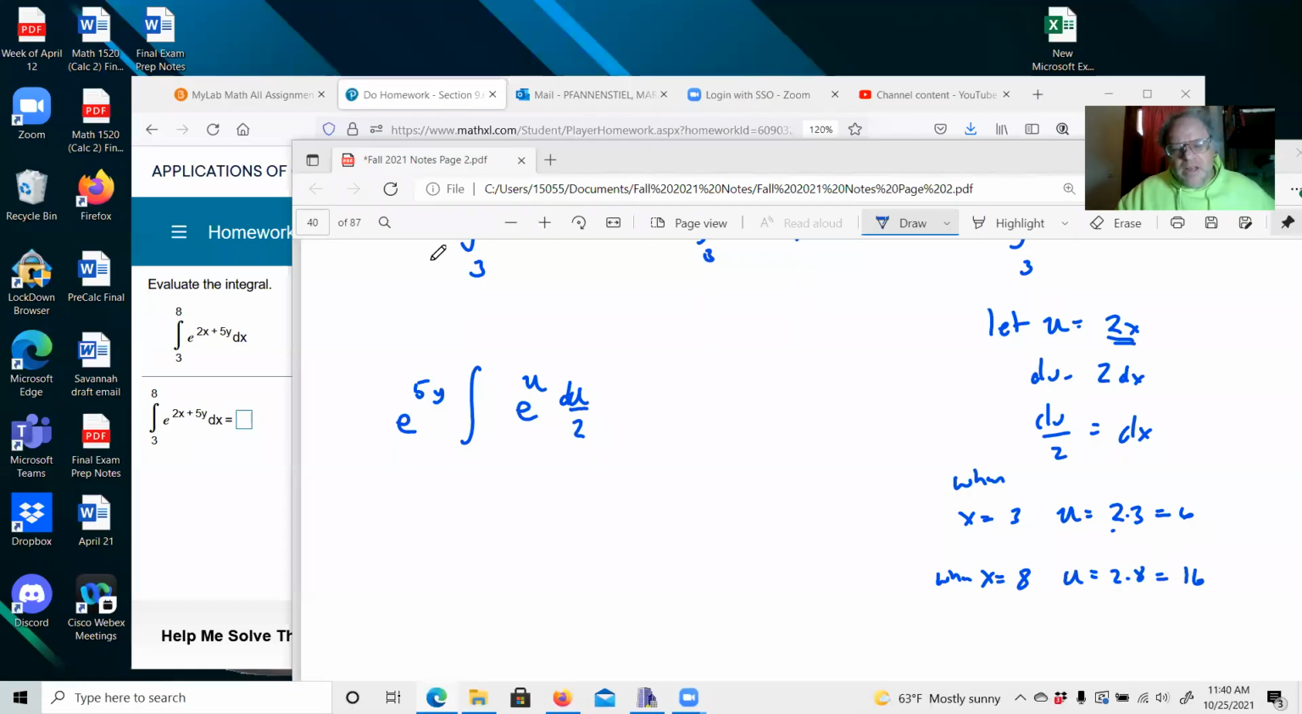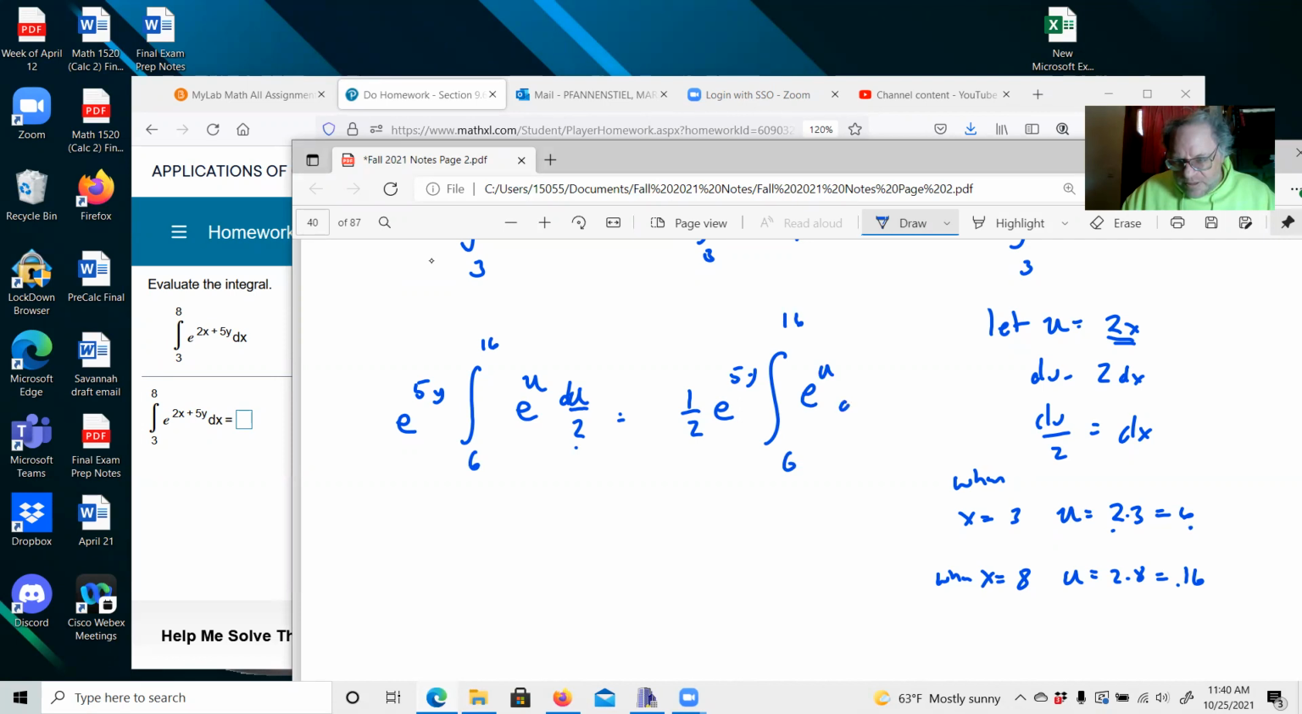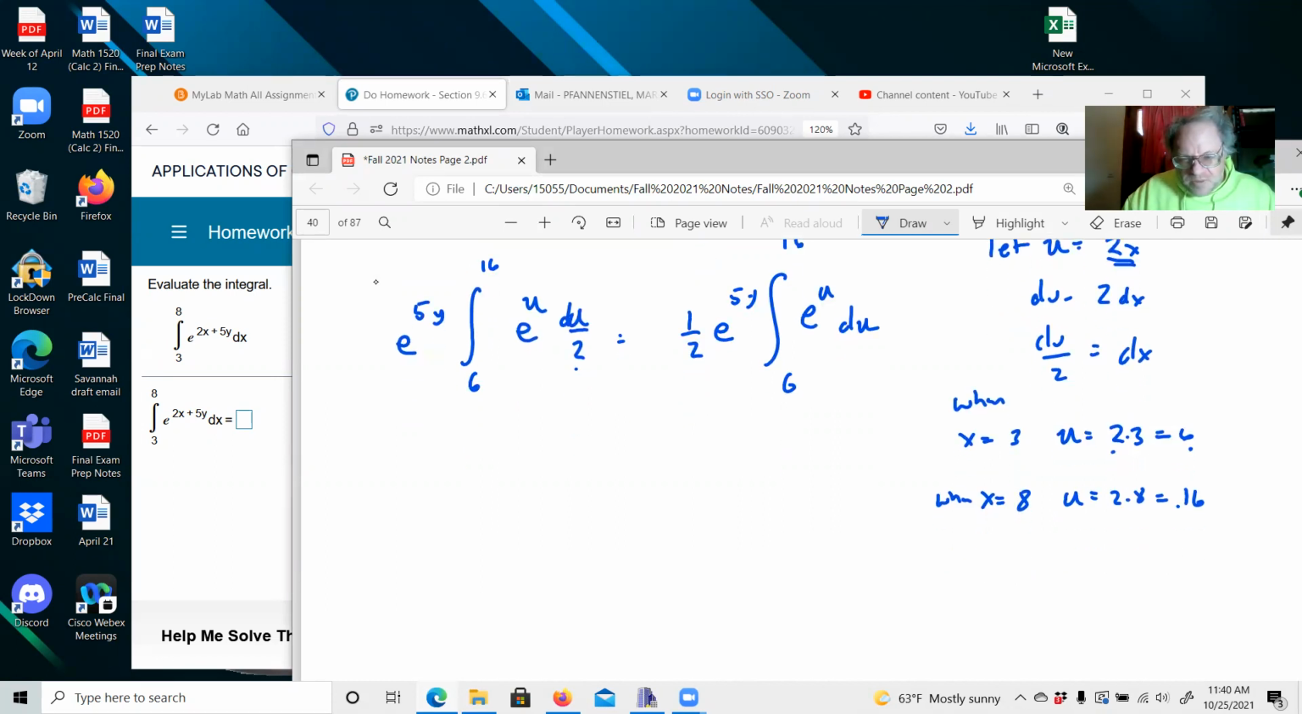Resuming. All right, so let's go ahead and fix this. This is going to be 6 to 16 instead, right? 6 to 16. Okay, so this is going to be 1/2, it's this 2 right here, e to the 5y, that's this business, integral 6 to 16, e to the u du. Now this spares me having to go back and change things, okay? So we're going to have 1/2 e to the y, and what's the integral of e to the u?